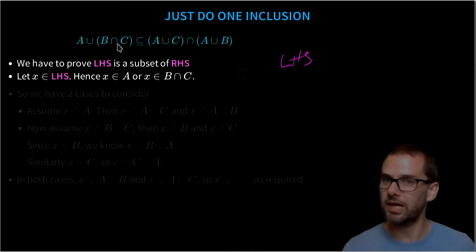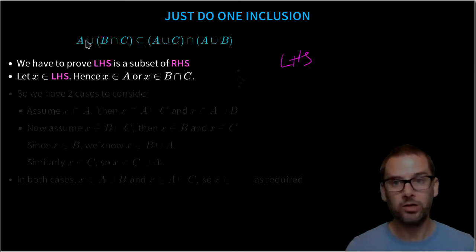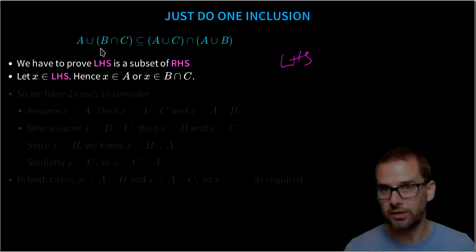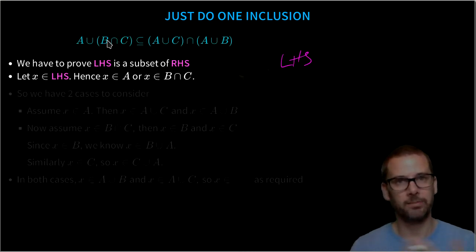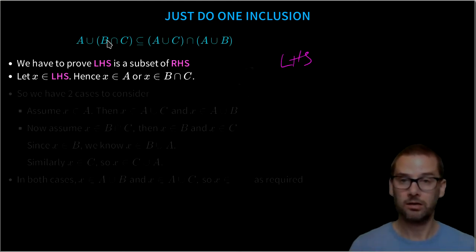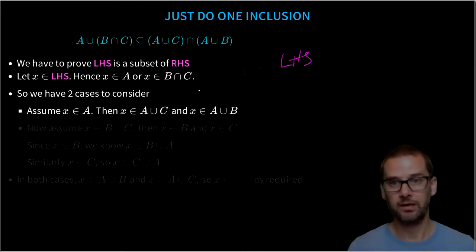So let X be an element of the left-hand side. Well, because it's the union of two things, we know that this means that that element X is either in A or it's in B. And so this assumption that X is in this is kind of splitting up into two cases. X is in the first set or it's in the second set. Okay, so we have two cases to consider.